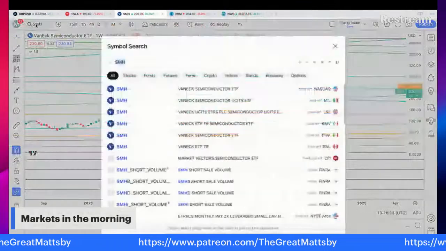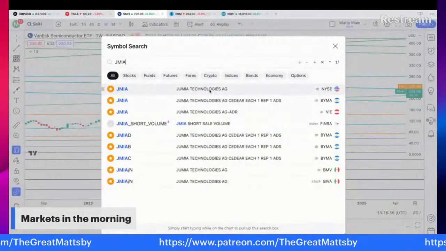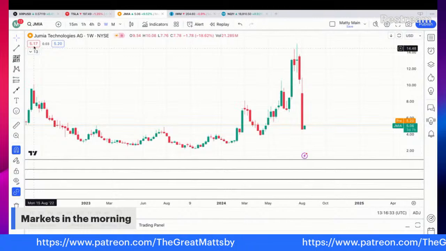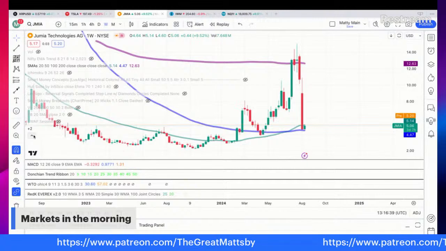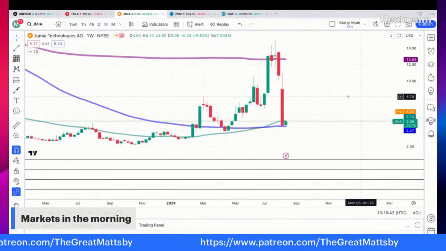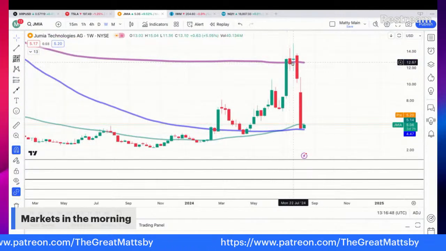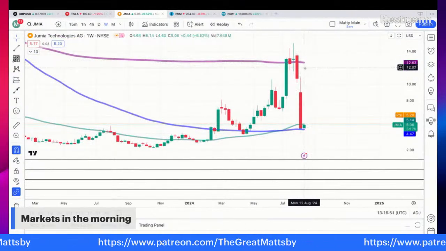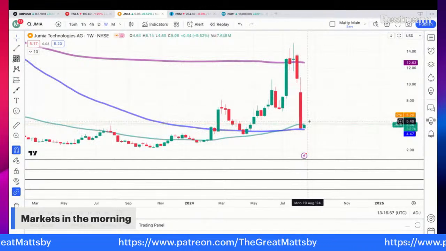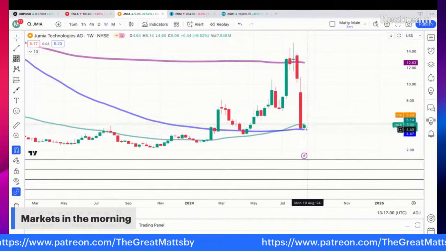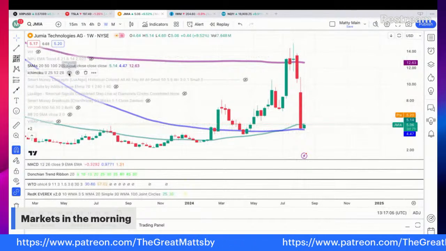Let's see, African Amazon, JMIA. So let's take a look here. Yeah, it's kind of at support right there with just the moving averages alone. It got rejected really by the 200 week moving average, then just found support directly at the 100. So it looks like it is battling in a tight range between the 50 and the 100. And let's see what direction it decides to go.